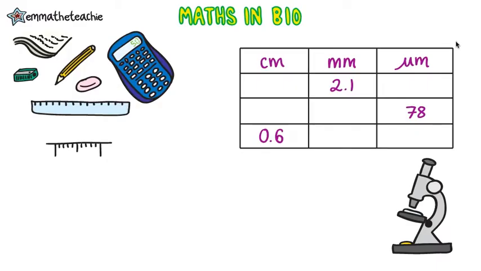Okay, so this is maths in biology. So we're going to start with some conversions. So you've got your transparent ruler in front of you. If we zoom in on 1 centimeter, we can see that it's divided into smaller units, and those units are called millimeters. So each little one is a millimeter. And we can see that there are 10 millimeters in 1 centimeter. So that's our first conversion. 1 centimeter is equal to 10 millimeters.